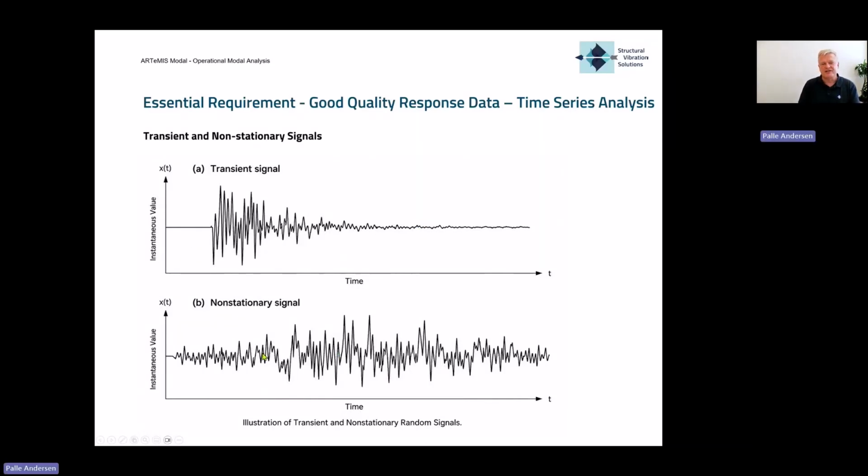We can also have a non-stationary signal where things are changing over time, and if it is the structure that is changing, then it's a problem.